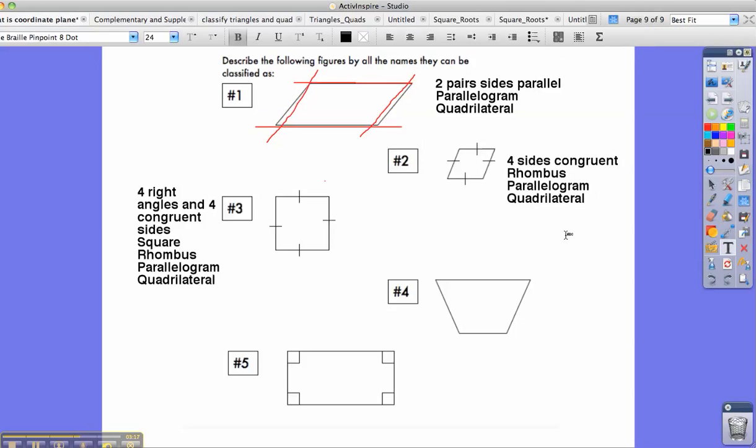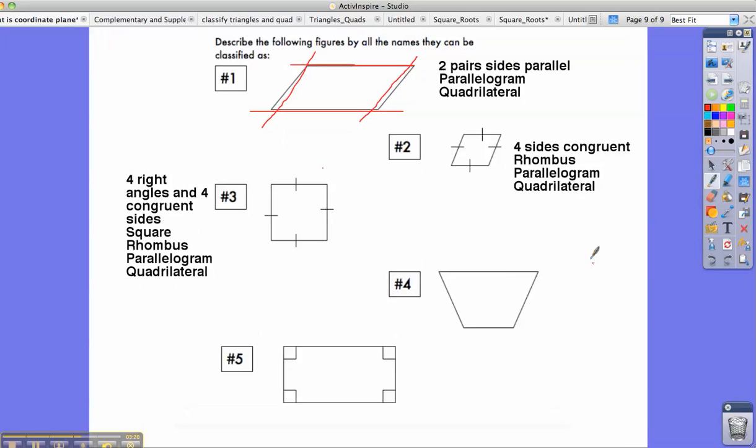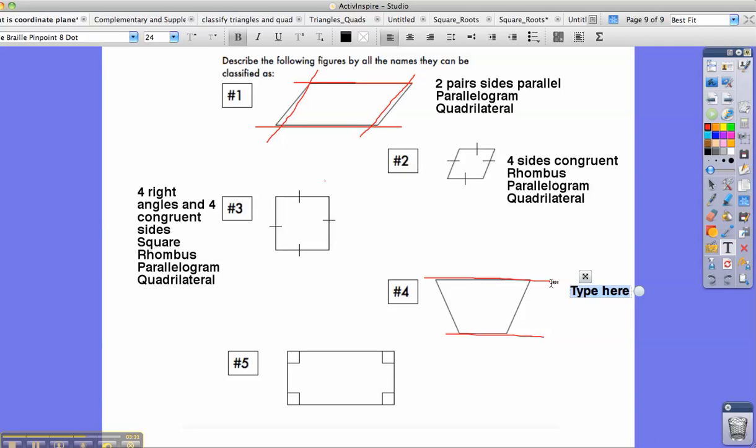Let's look at number 4. Number 4 is different. Number 4 does not have 2 pairs of sides parallel. It only has 1 pair of sides parallel. So this is not a parallelogram. So we can't call it a parallelogram. So when we have only 1 pair of sides parallel, we call that a trapezoid. And another name for that would also be a quadrilateral because it has 4 sides. So notice a trapezoid does not have the 2 pairs parallel, so a trapezoid cannot be a type of parallelogram, it can only be a type of quadrilateral.